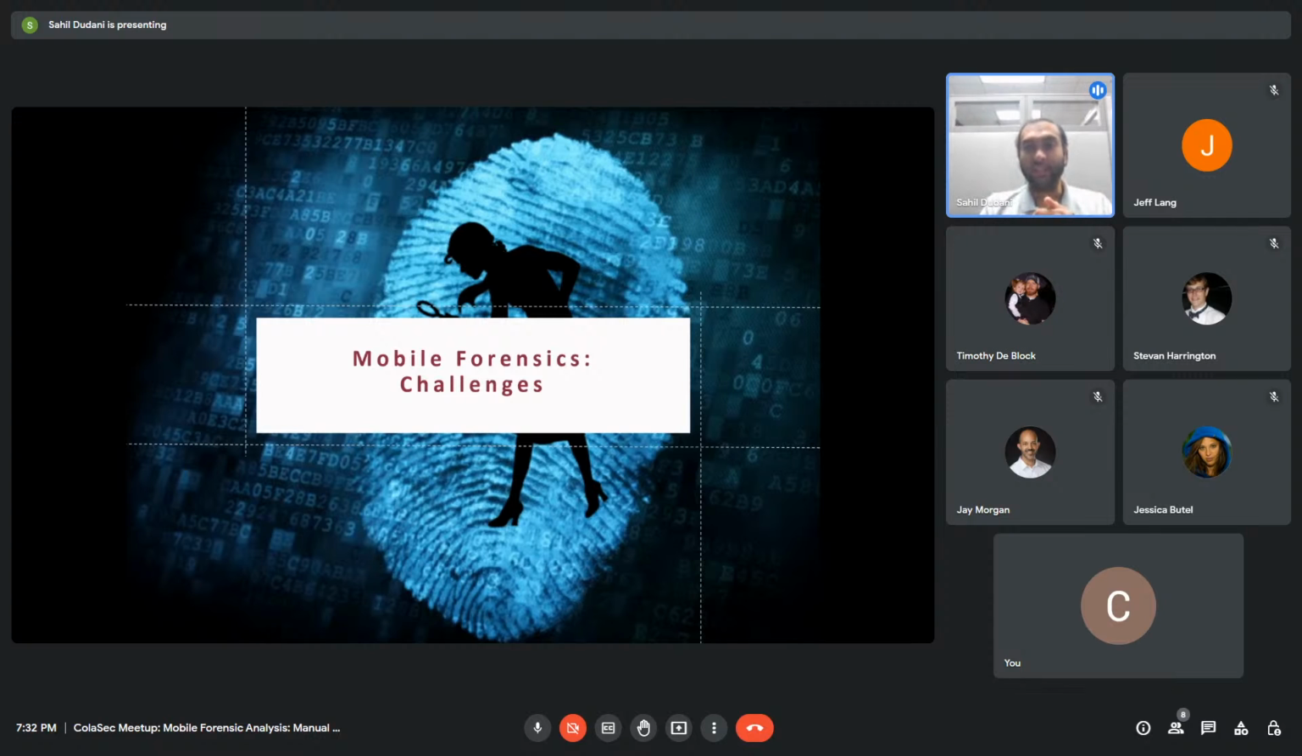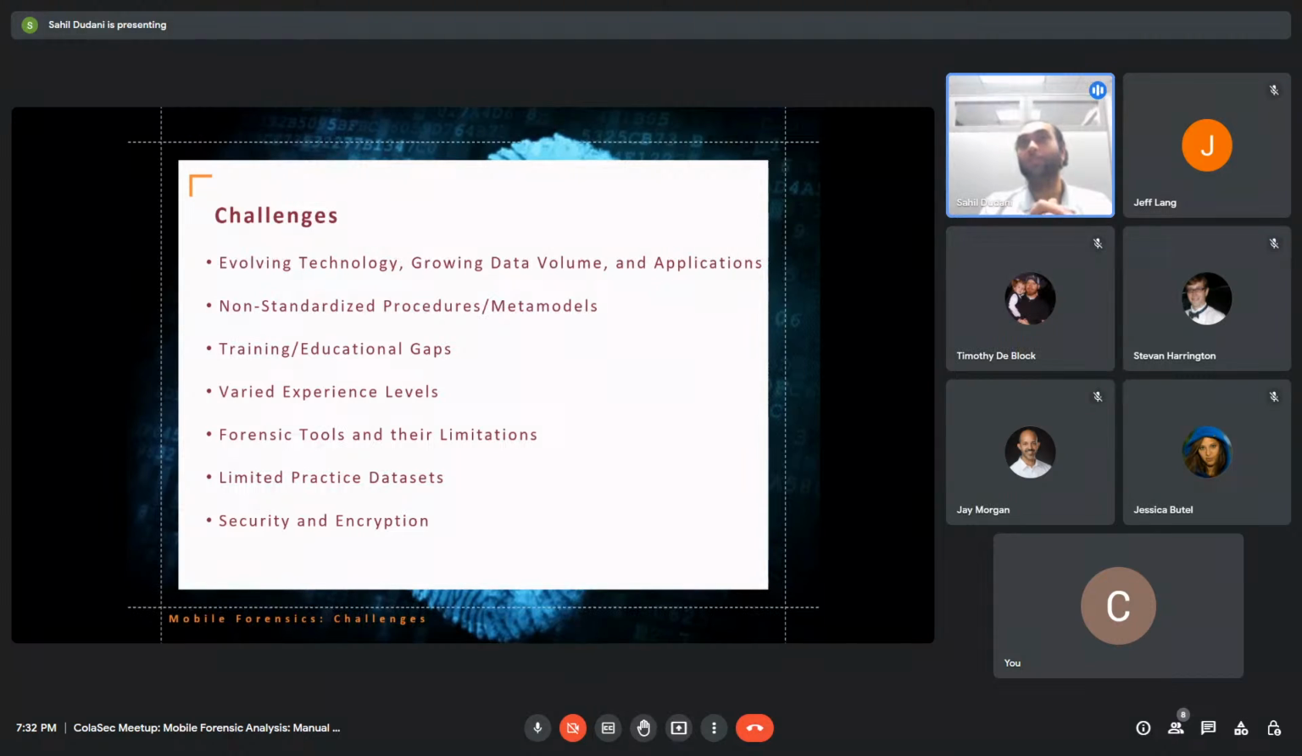I've already stated some, and I'll reiterate those. So the first challenge is evolving technology, the growing volume of data, and the number of applications that are increasing every day in the Play Store and the Google App Store. All of these are issues because every time a new OS comes out, every time a new security patch comes out, certain extraction types and certain analysis techniques are going to change. And that's going to be problematic in certain cases.